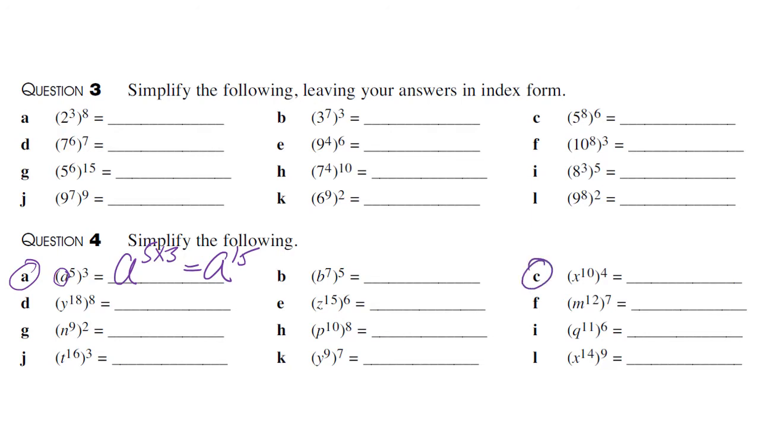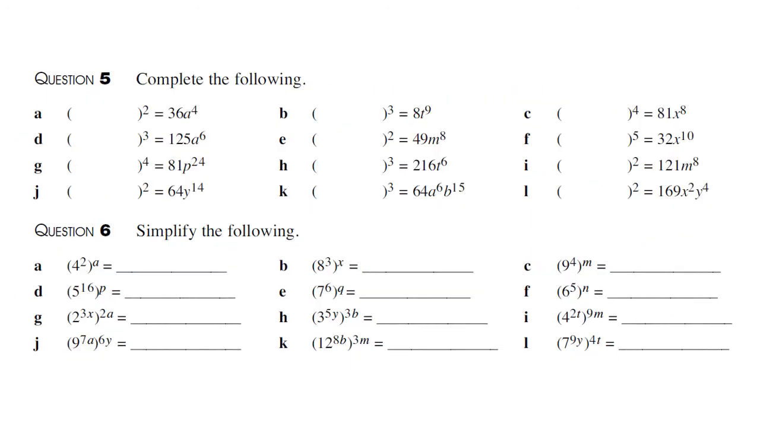Let's try another one. Let's try c. I've got x to the power of 10 to the power of 4, which is the same as x to the power of 10 times 4, which is x to the power of 40. Okay, so pause the video, you have a go at the other ones. Alright, now let's work on question 5.